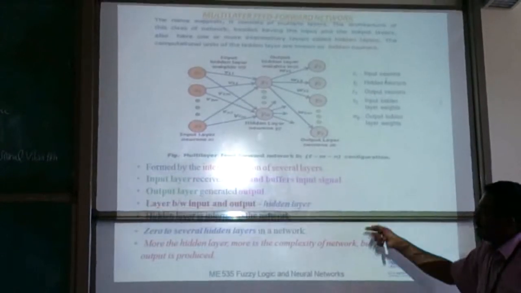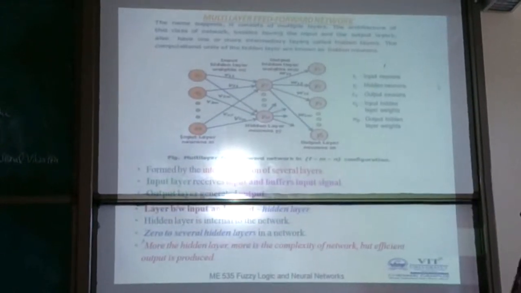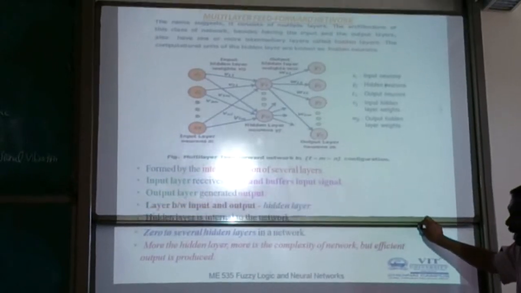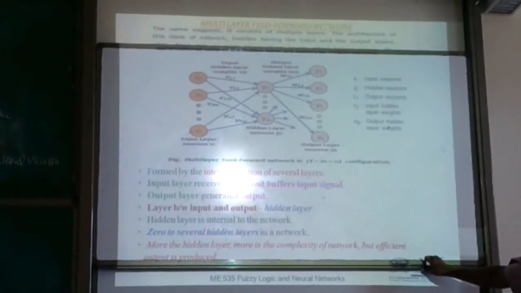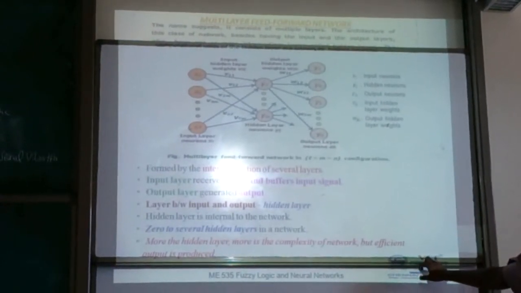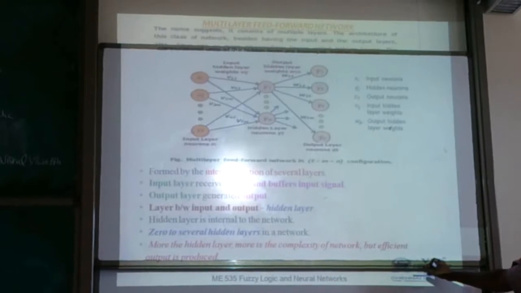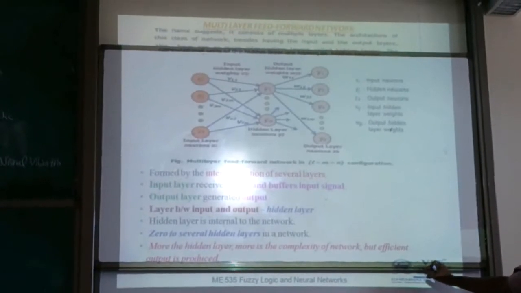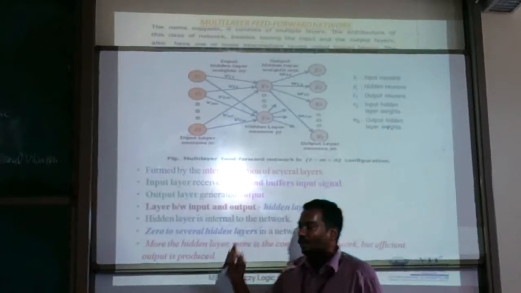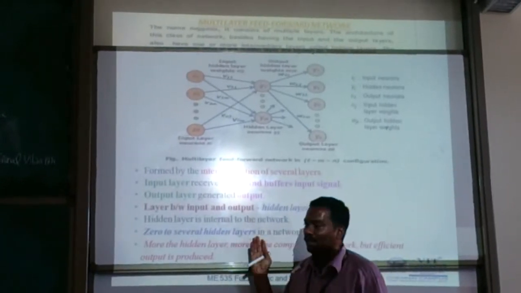Okay, sir. So that is what is here. It is formed by interconnection of several layers, several layers in parallel. The input layer buffers the input signal, and the output layer generates the output. The layer between the input and output is called the hidden layer. Hidden layers are located between these two layers. You can vary from 0 to several layers.